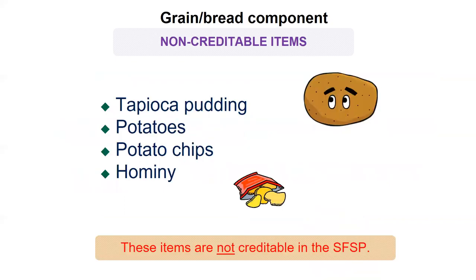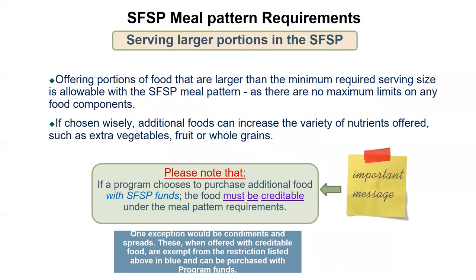This slide is going to provide you with some examples of bread grains that are not creditable under the SFSP meal pattern. So remember that hominy, potatoes, potato chips, and tapioca pudding do not count towards the bread grain component for any meal for the SFSP meal pattern. Okay, more on the meal pattern.